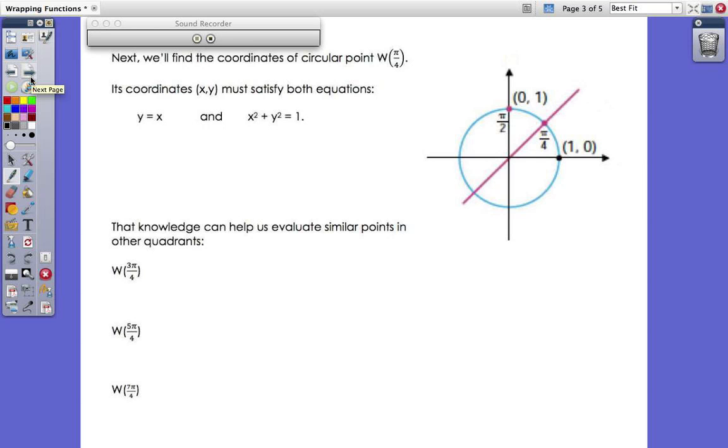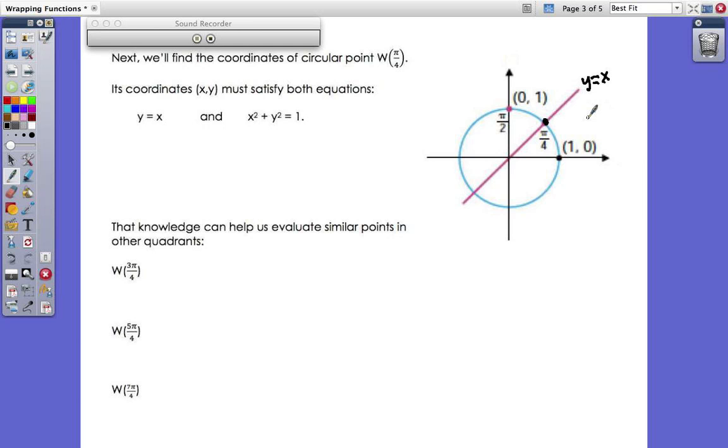Next, we'll find the coordinates of the circular point that's a wrap of pi over 4. So we'll just have to do a quick derivation. The first thing that you want to notice here is that when we do a wrap of pi over 4, this point right here is going to be halfway to pi over 2. So it's going to be right smack in the middle of 1, 0 and 0, 1. And more to the point, it's going to be on the line y equals x. It has to be on that 45-degree line there because it's right in the middle.